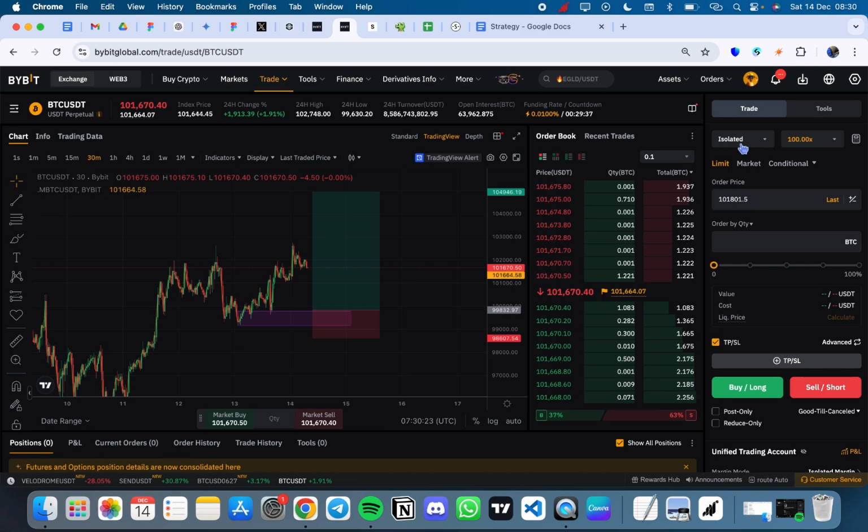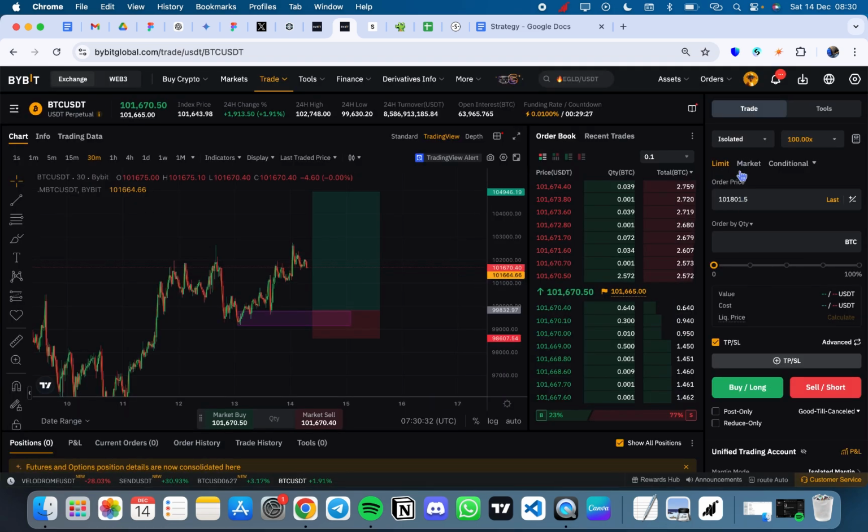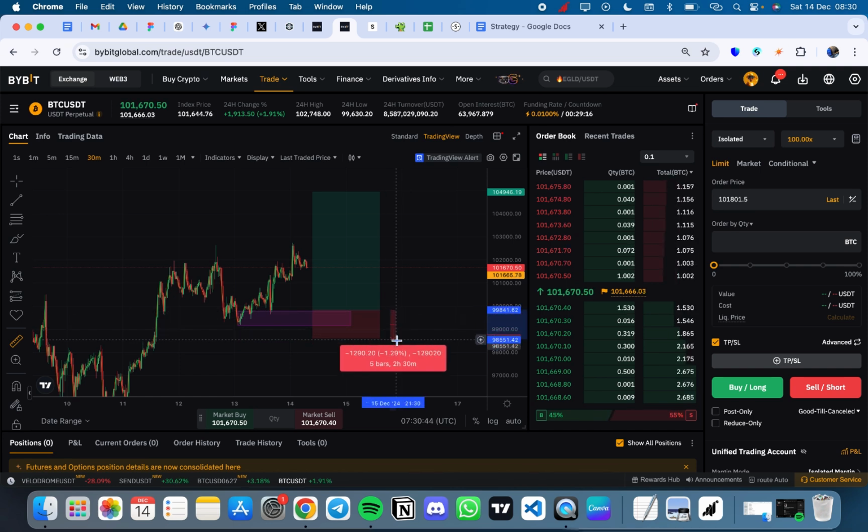In situations like this, we have to now know how isolated and cross margin come into play in this type of trading. So we have isolated, we have cross margin. On isolated, this is what is going to happen. As soon as we enter this trade at this price, let's look at our stop loss. Our stop loss is 1.29% from the entry price of 99,841. From 99,841, our stop loss is negative 1.29%, which is 98,551. Now our leverage is 100x.